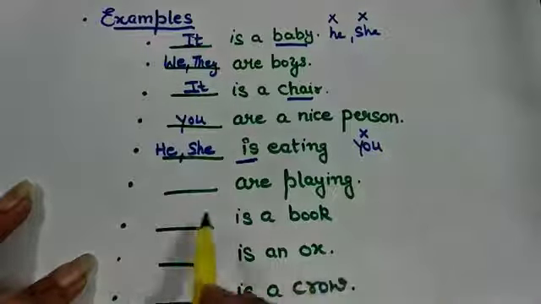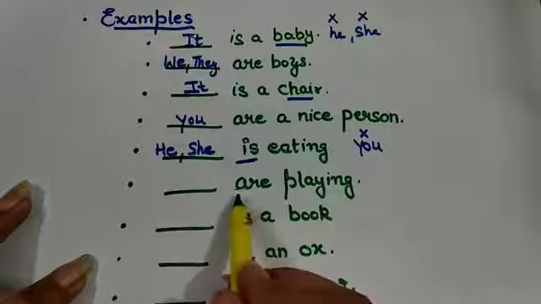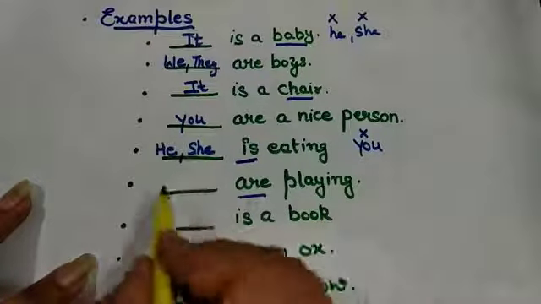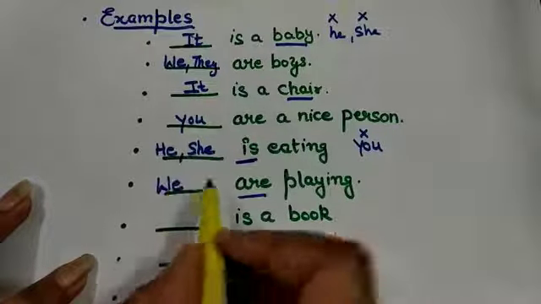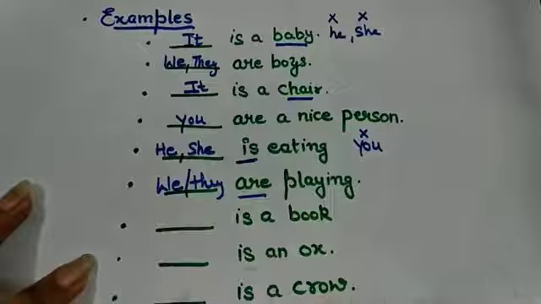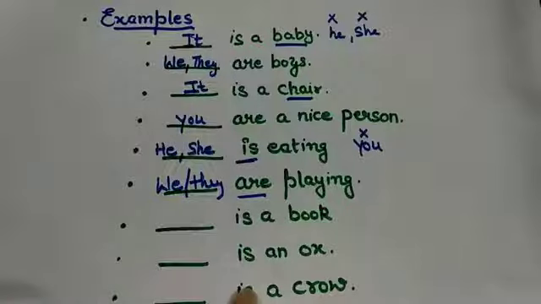Next, say dash are playing. See, it is a plural. We have to use a plural here. Like we are playing, they are playing. Both are accurate depending on which person, like, are we talking about the first person or are we talking about the third person?